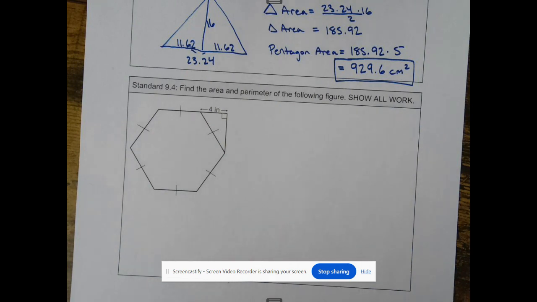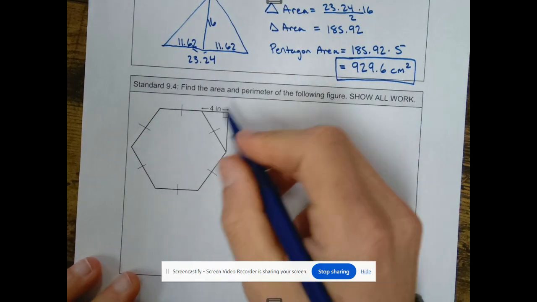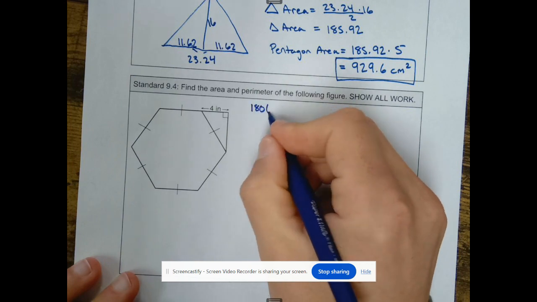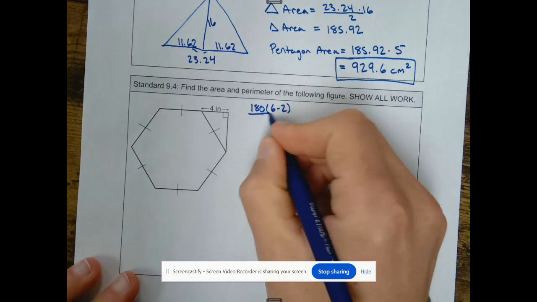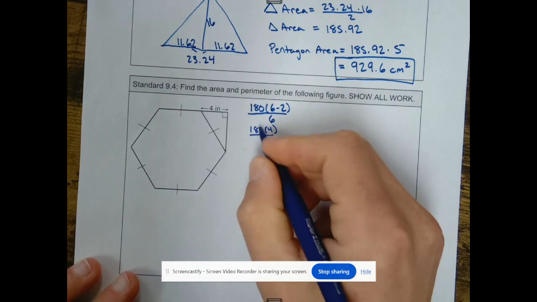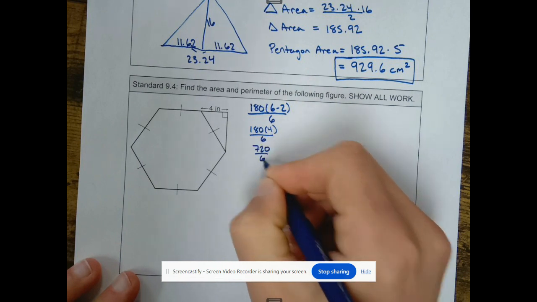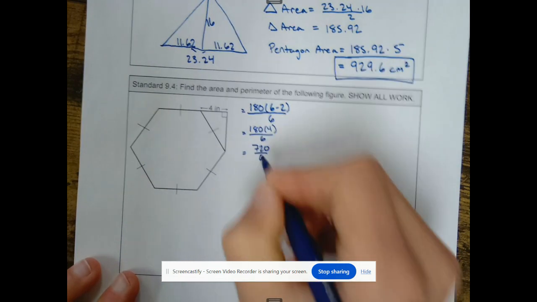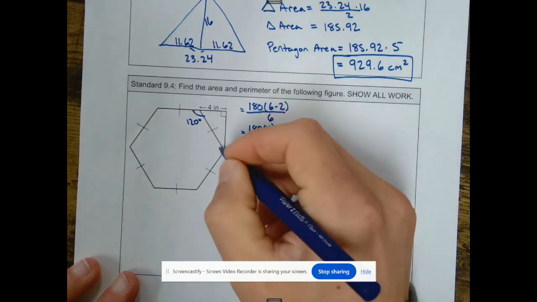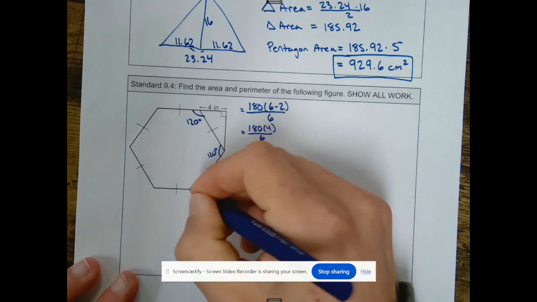Well, what can I figure out about the hexagon? Well, I could always figure out something about its angles. If you can't figure any side lengths, try angles. I know that the measure of one interior angle for a hexagon is 180 times (6 minus 2), that's the sum, divided by 6. So that's 180 times 4 divided by 6, so that's 720 divided by 6. That means each angle in this hexagon is 120 degrees.